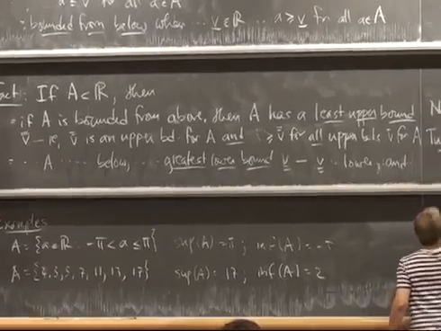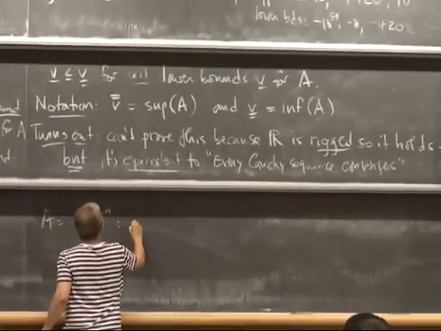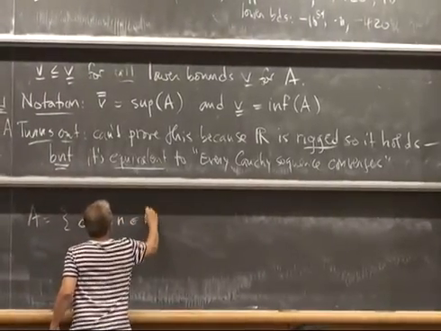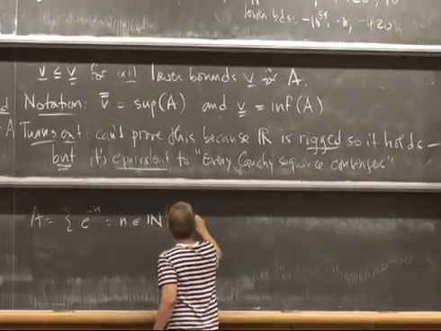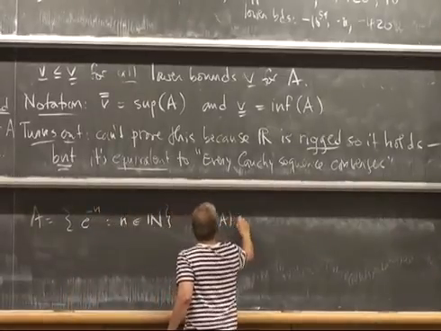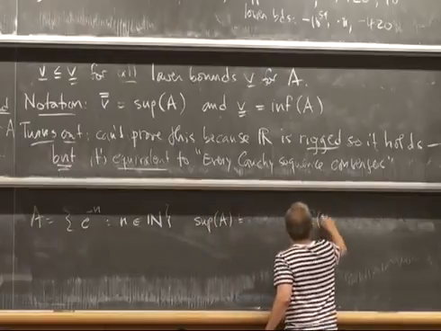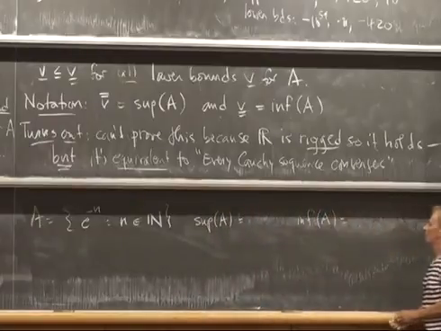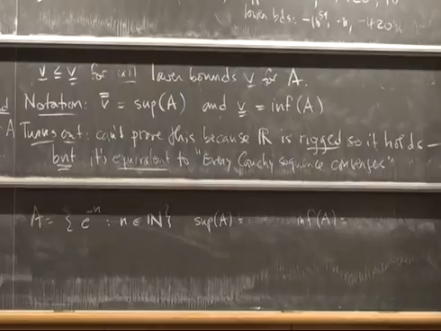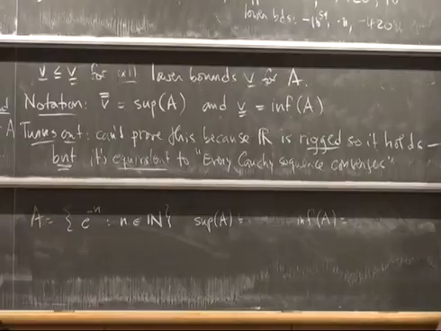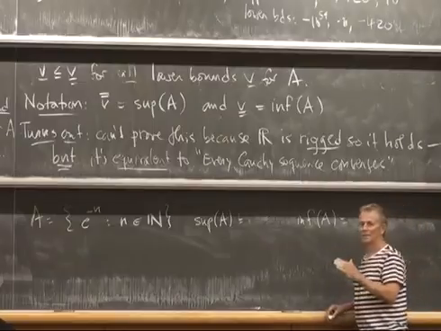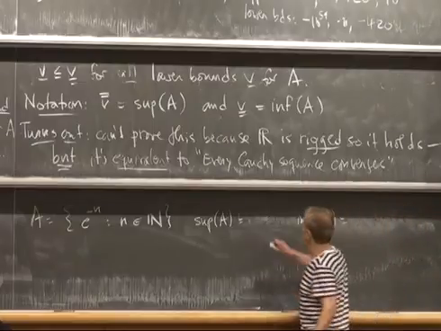A equals the set of all e to the minus n such that n is in the natural numbers. What is the sup of A? And what is the inf of A? Someone said the sup of A is 1. Is that right? What happens when I put n equals 0 in there? 1. And if I put any positive n in there, I get something less than 1, right? So the sup of A is 1.